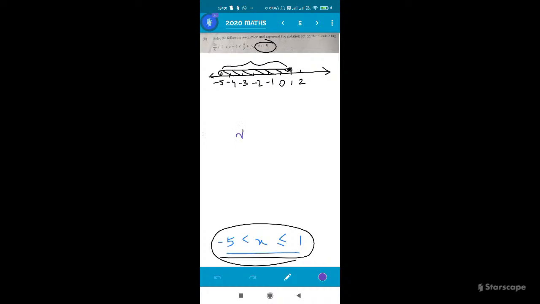The answer of the inequation was x greater than -5 and x less than or equal to 2. It should be 2, not 1. So the diagram will also be a little different. The line will be extended till 2, not till 1, so this will become 2. I hope it is clear now. So this was the mistake.